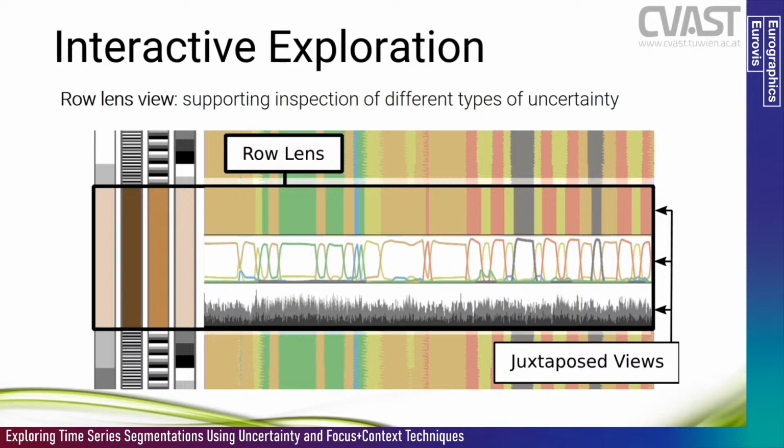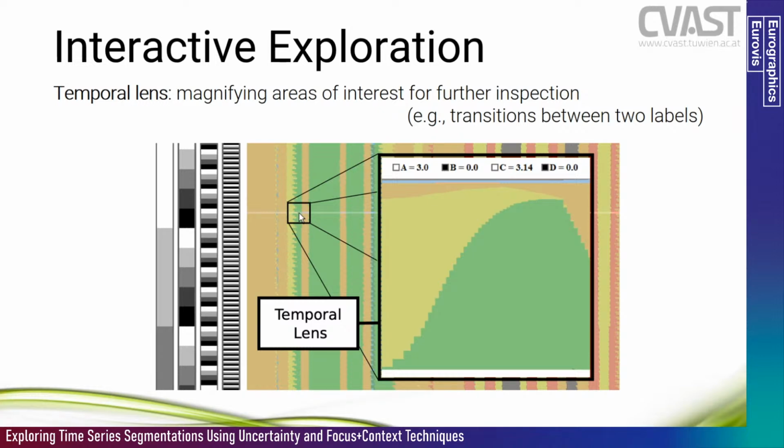The second interaction technique is a temporal lens which allows to magnify areas of interest for further inspection. In this view, we see a temporal lens that magnifies a segment boundary near the mouse cursor and shows the exact temporal change of label probabilities as a stacked area plot.